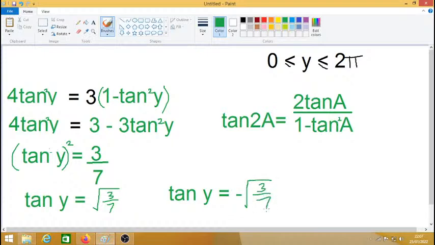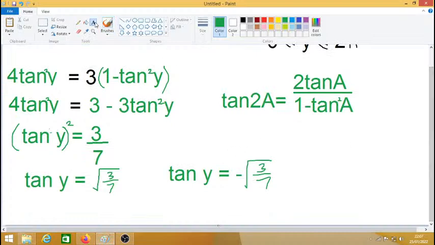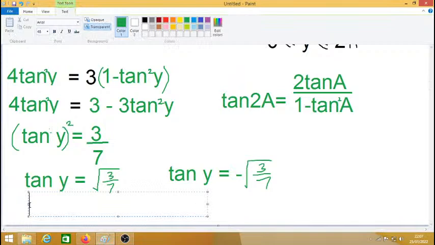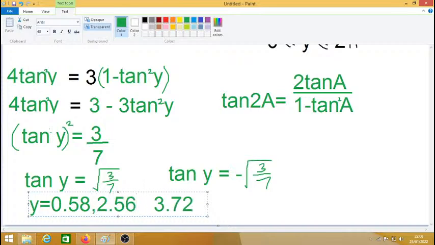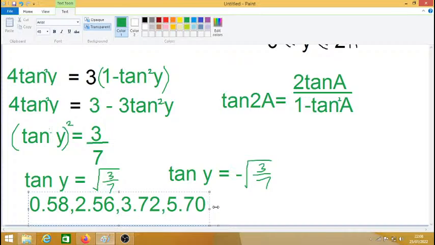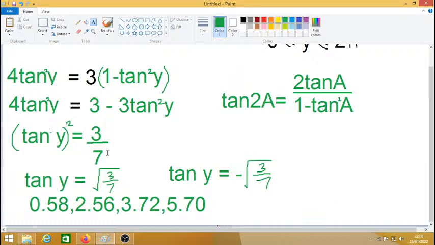And then it's just a simple case of putting that into your calculator and figuring out what y is. So the first answer your calculator will get you, if you're working in radians, is 0.58, and another answer it will give you is 3.72. And what you want to do is add pi over 2 to each answer. So you get 2.56 and 5.7. The reason you need to add pi over 2 to each answer is because the tan curve repeats every 180 degrees. So there are your answers.